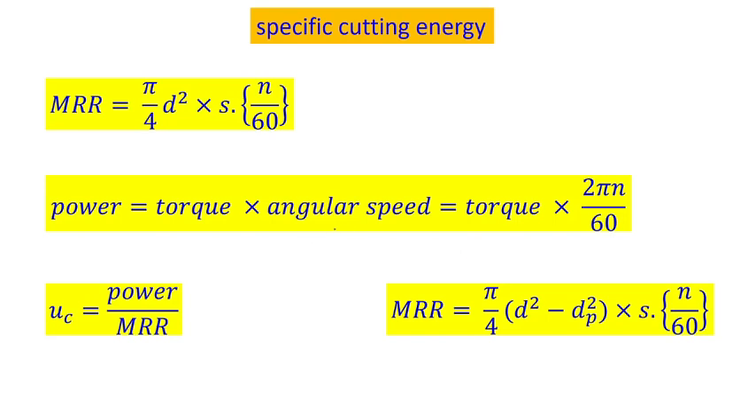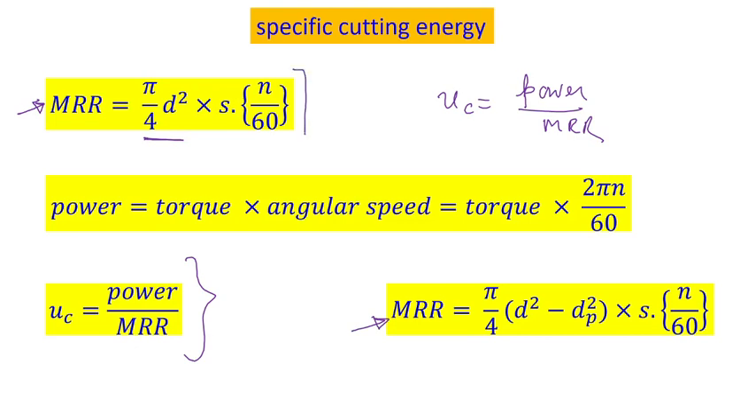Now how do you calculate specific cutting energy? Specific cutting energy is calculated as power divided by material removal rate, as given here. So first you have to calculate the material removal rate. This is without pilot hole: pi by 4 d square into s into n by 60, which will come out in millimeter per second. The 60 is in the denominator to convert from millimeter per minute to millimeter per second. The d square is in millimeter square, so the whole MRR will come out in millimeter cube per second.